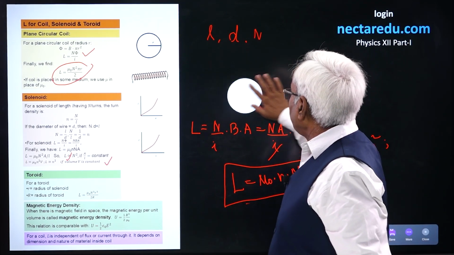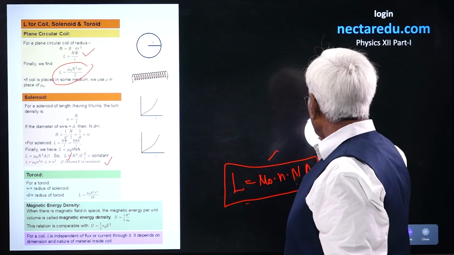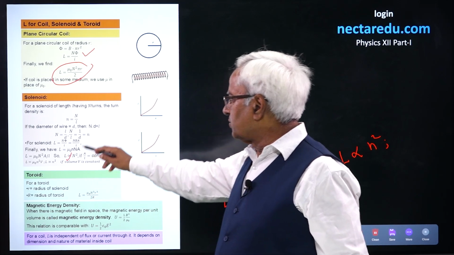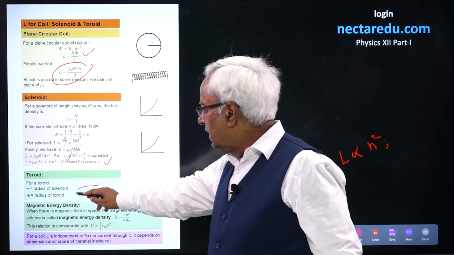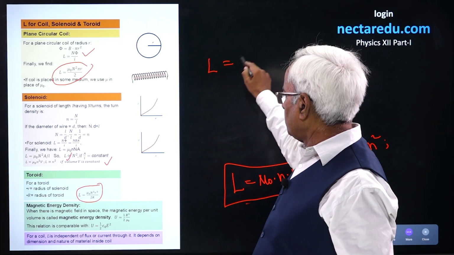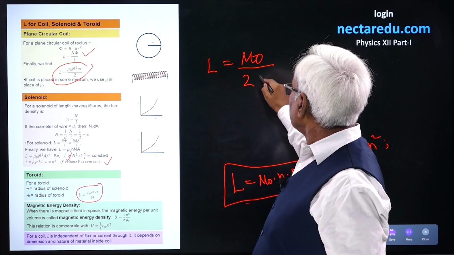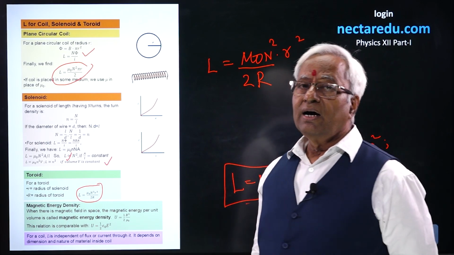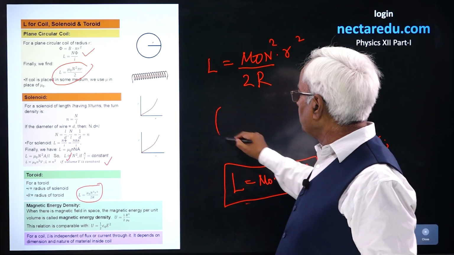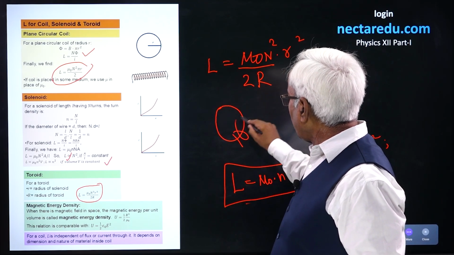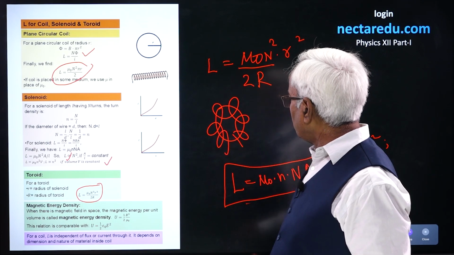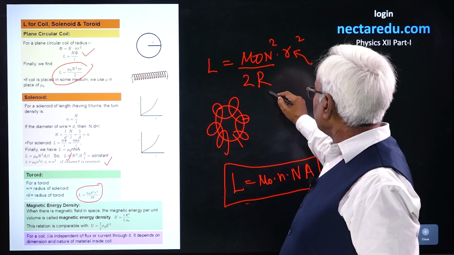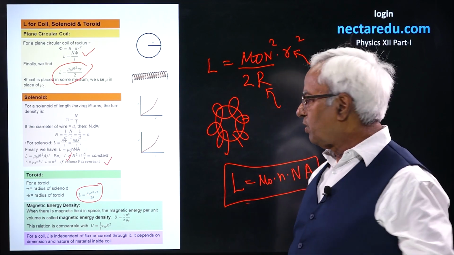Similarly, you can find the value of self-inductance for toroid. Here also you will use the same relation N phi upon I, and you get this relation L equal to mu naught upon 2r n square r square. R is going to be the radius of toroid. You must remember, toroid is this way, a solenoid bent in the form of circle. Small r is radius of solenoid and capital R is the radius of toroid.